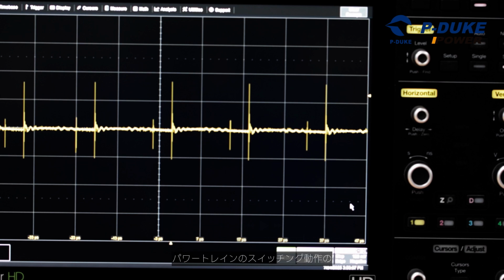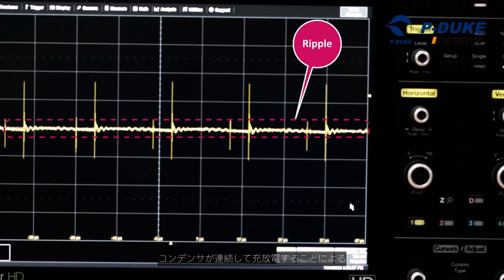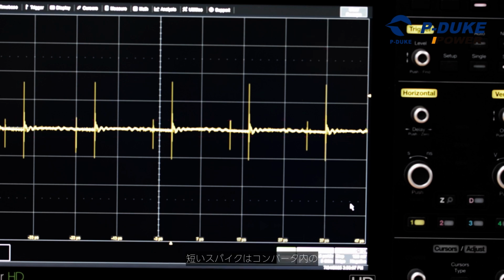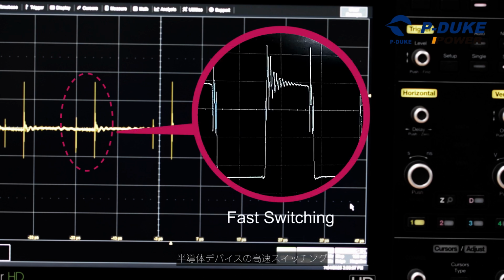The cycle time of the switching process in the power train is 18.84 microseconds, which means a switching frequency of 53 kHz. The continuous charging and discharging of the capacitor is called ripple. The short spikes are caused by fast switching processes of the semiconductors in the converter.